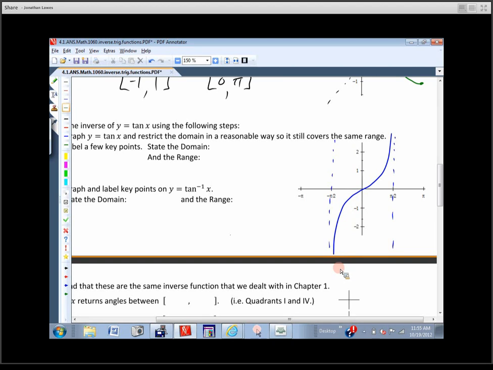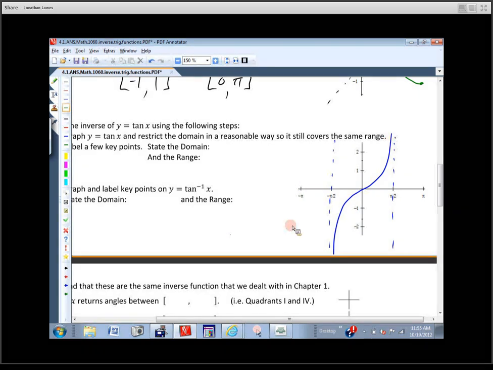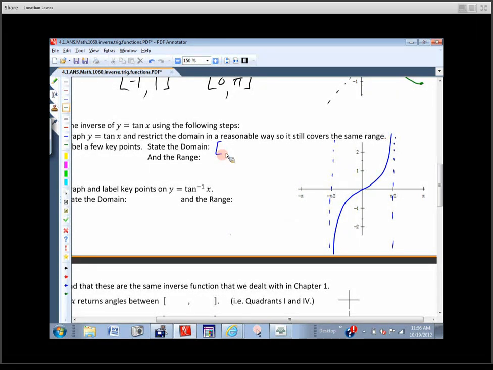Draw one cycle. Don't draw this other stuff, because if I drew this one right here, just one more cycle, is it a one-to-one function now? No. Okay? So how did we restrict the domain? Just one cycle. So from negative pi halves to pi halves.